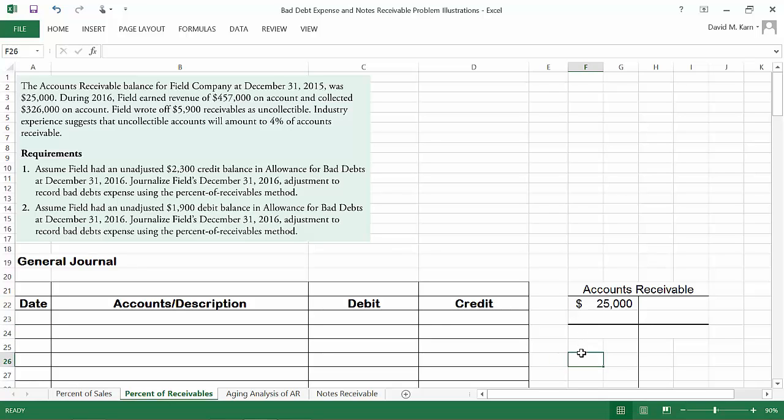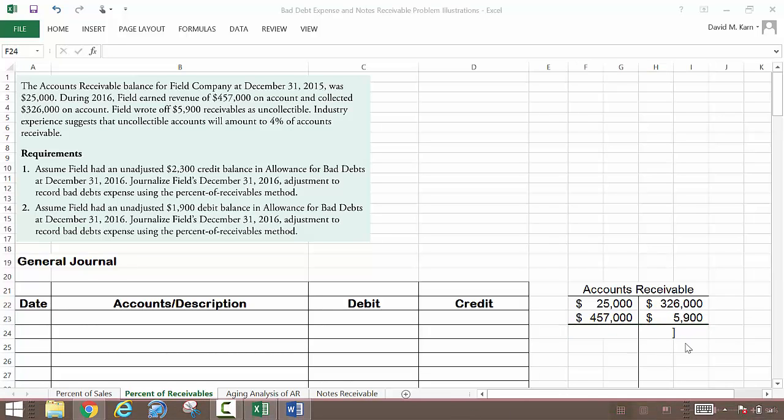And then it says during 2016, Field earned revenue of $457,000 on account. Because of that, that would increase accounts receivable, so we'd have to debit that. So 457 would go here. And then we collected $326,000 on account. That would mean accounts receivable would decrease because we got the cash, so we'd have to credit that along the way. And then we also wrote off $5,900 of receivables as uncollectible. So that would also reduce accounts receivable. Oops, not 590, but 5,900.